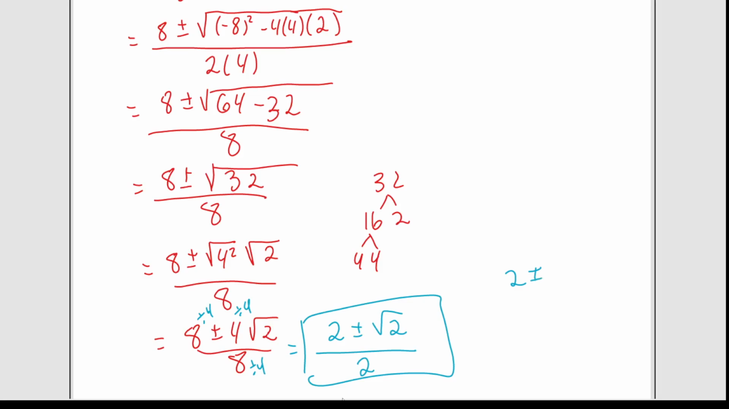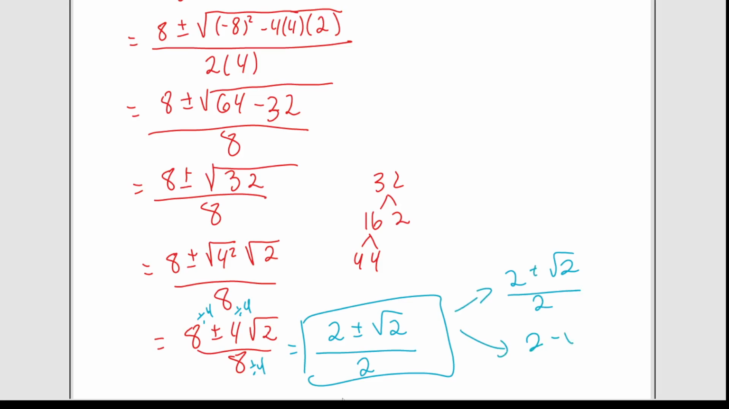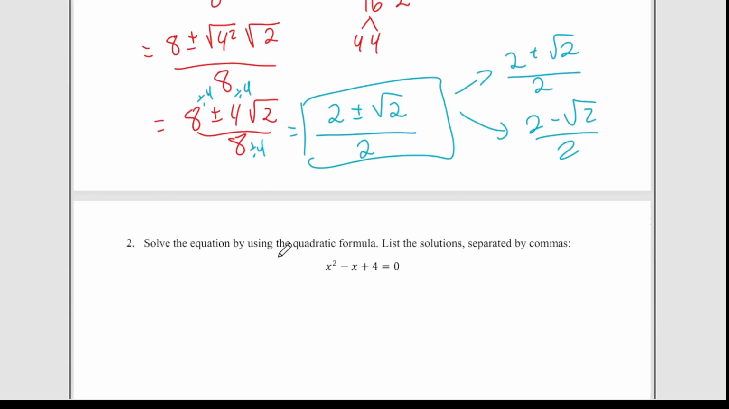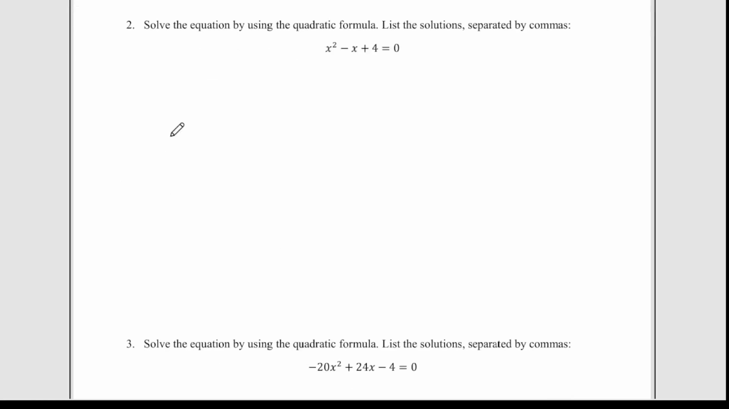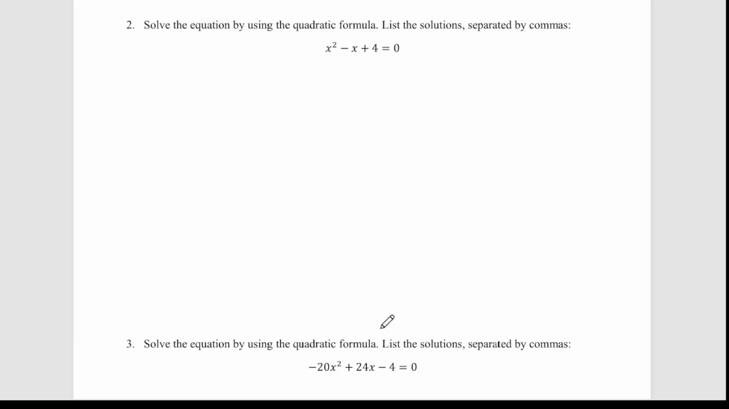Keep in mind that literally means one of them is 2 plus root 2 over 2. And then one of them is 2 minus root 2 over 2. So that is talking about 2 literal solutions. So I'm going to go ahead and pause, and I'm going to encourage you to go ahead and try these next two yourself, and then we'll talk through them together.